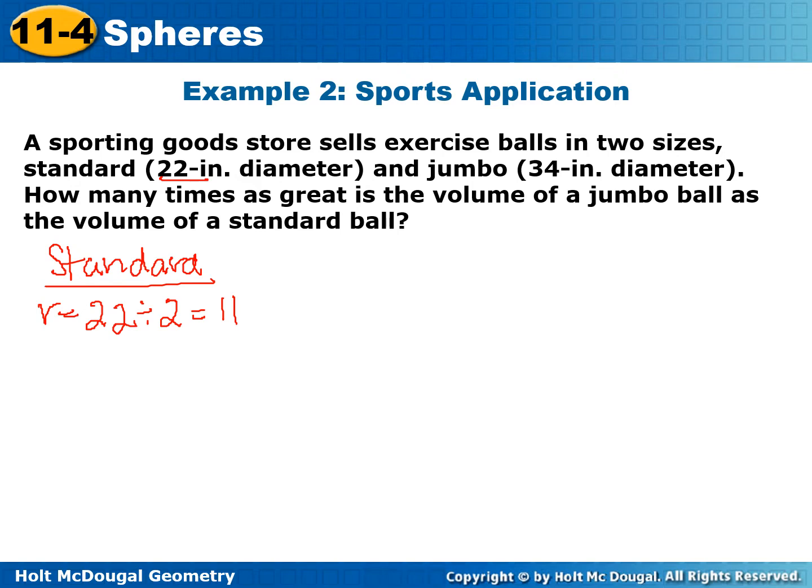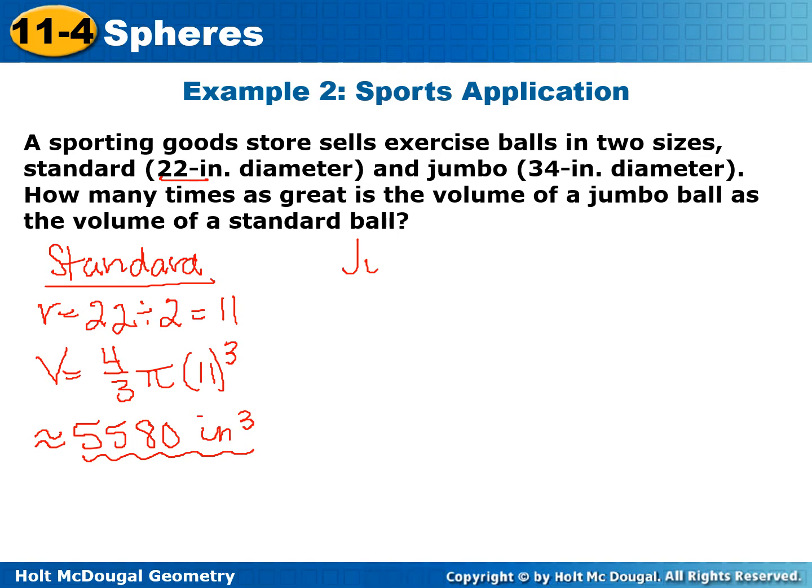So its volume will be 4/3 pi 11 cubed, which gives me approximately, and we're going to use the pi, instead of leaving it in the answer, we're going to actually calculate with it, and that's going to be 5,580 cubic inches.